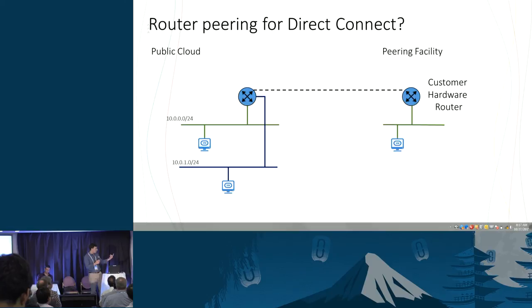Direct Connect is another AWS term. It's ExpressRoute in Azure. It's the idea that at the peering facility, the customer has a hardware router, and they want that hardware router to have direct access to their virtual data center. So it's a layer 3 model. And I'm not showing you here that there's a physical piece of equipment in the peering facility that allows this layer 2 connection between the routers. But that doesn't matter, because we're interested now in the application layer virtual network.